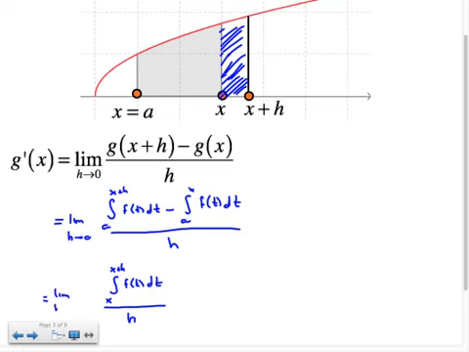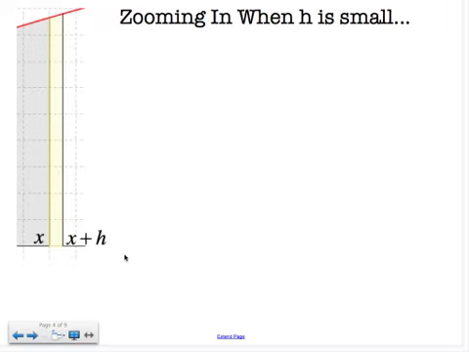Now, since we want h to be pretty small here, this little gap between x and x plus h is going to be tiny, so I'm going to zoom in and see what this function starts to look like. And this is going to help us evaluate, or at least get an idea of how to evaluate this limit right here. So if I zoom in on that region, I know that the curve is going to look like a line, and what that means is that region from x to x plus h looks like a trapezoid.